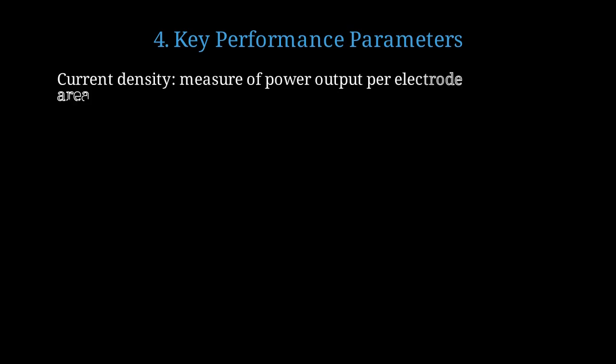Current density, measured in amperes per square centimeter, indicates how much power the fuel cell generates per unit electrode area. Current density j equals total current I divided by electrode area A, typically expressed in amperes per square centimeter. Microfluidic fuel cells typically achieve current densities between 10 and 100 milliamperes per square centimeter.